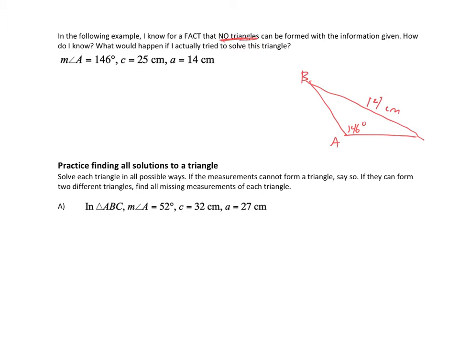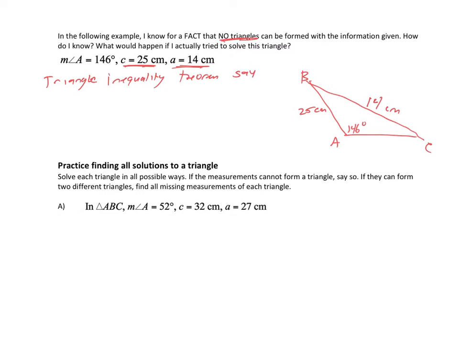I'll put on my other vertices, B and C. And side length C is 25 centimeters. So when we look at this triangle, we notice that side length C is greater than side length A. But remember from the triangle inequality theorem, I'm going to write that down. The triangle inequality theorem says that the side opposite the largest angle must be the longest side.